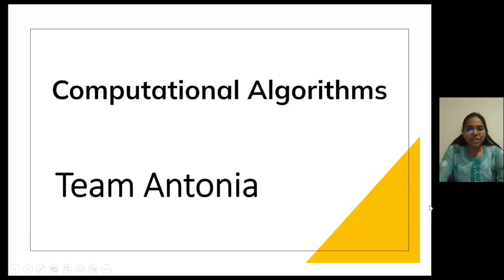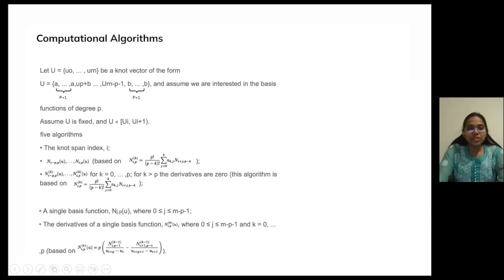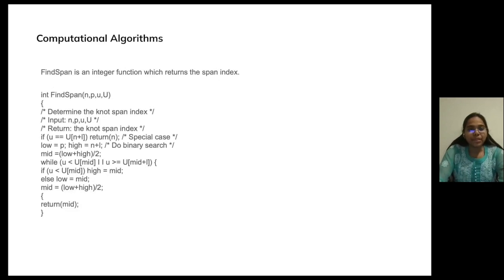I'm going to present the topic of computational algorithms. Say U is a non-decreasing knot vector of the form U = {u0, ..., um}, and we are interested only in the basis functions of polynomial degree p. Assume u is fixed, and i is represented with the knot span index. A single basis function N_i,p of u, and the derivatives of the single basis function are represented as below.